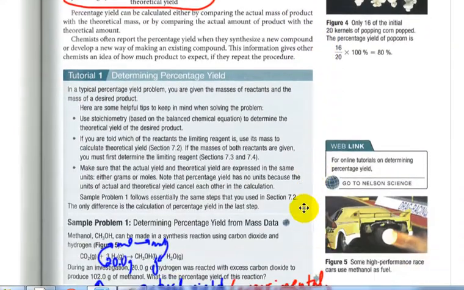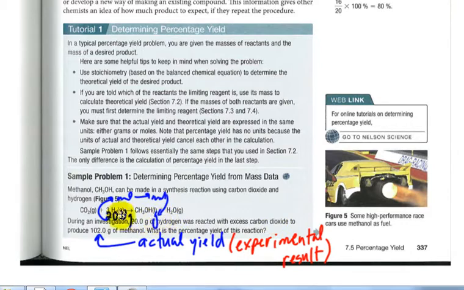If we look at this first example here, it says methanol can be made by the synthesis using carbon dioxide and hydrogen, and we can make methanol there and also water. During an investigation, if I had 20 grams of hydrogen and I had excess carbon dioxide, so enough to make sure all of this hydrogen is converted, I get 102 grams of methanol as a result. What is the percentage yield of this reaction?